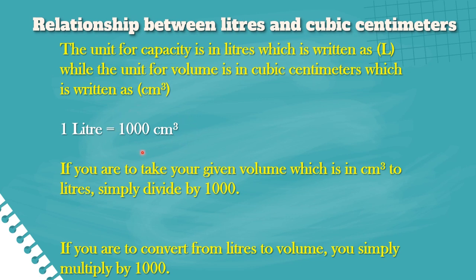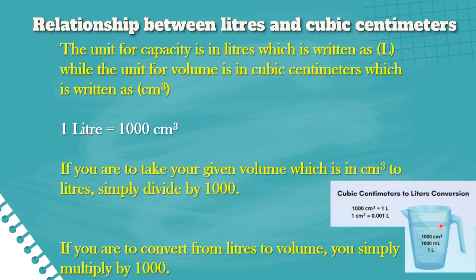This centimeter cube represents volume, the liter represents capacity. Now, if you get an answer in volume, which is in centimeter cube, and you have to take it to liters, just simply divide that number by 1000, okay? And if you are being given a value in liters and you are to change to volume, just simply multiply by 1000. You are going to see examples like this in subsequent slides.